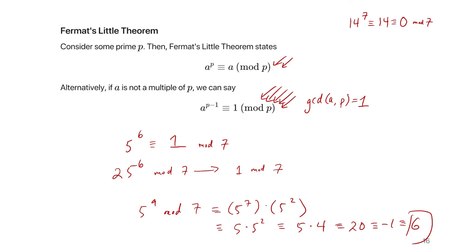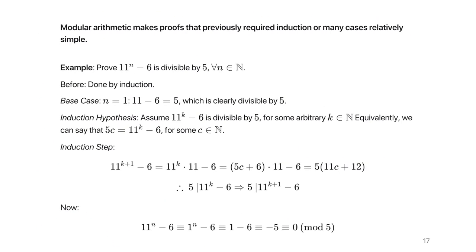Okay, so any questions with the idea of Fermat's little theorem? Okay. And so, I want to walk through an example of a proof that previously we would do with induction or cases or something. But with modular arithmetic, it becomes pretty easy. So, for example, we could look at the proof, prove that 11 to the n minus 6 is divisible by 5. So, you know, one way we could see this written is prove that 5 divides 11 to the n minus 6 for all n in the naturals.